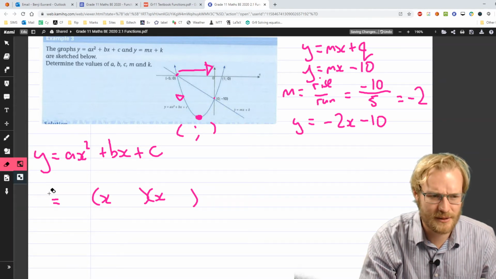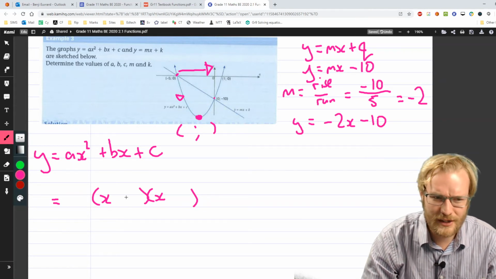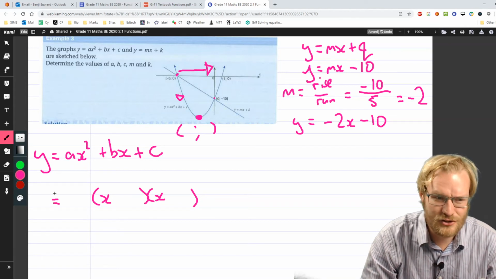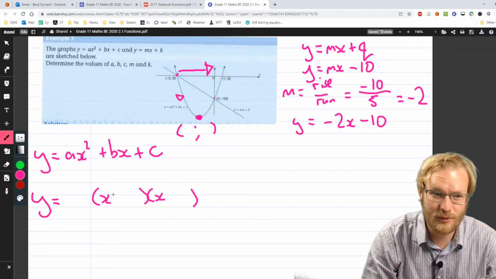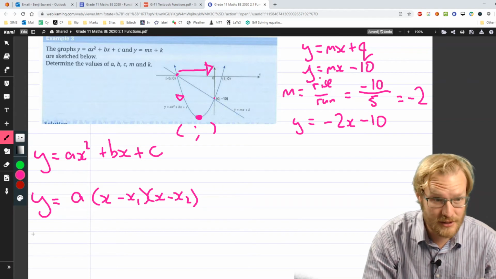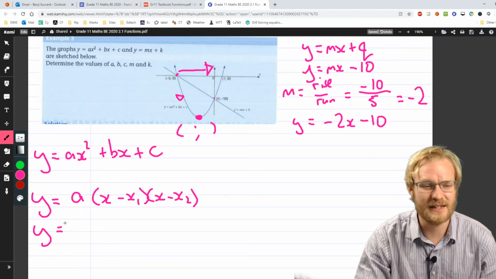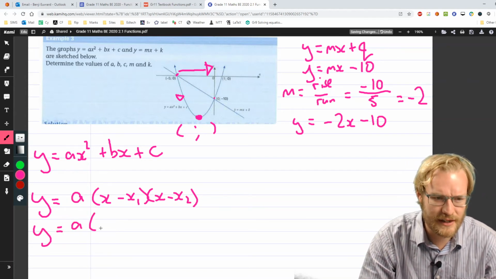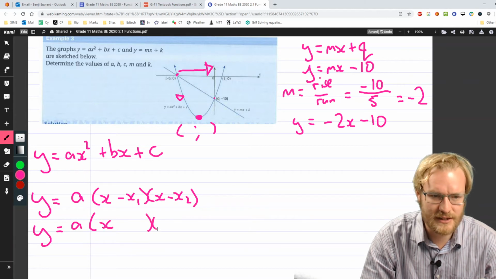Okay, so we're using a similar strategy. All we need to do is say that our general form of our equation can be y equals a times x minus the one x-intercept, x minus the other intercept. So let's put this in and then try and make sense of it. Y equals a, x minus the one intercept, x minus the other intercept.